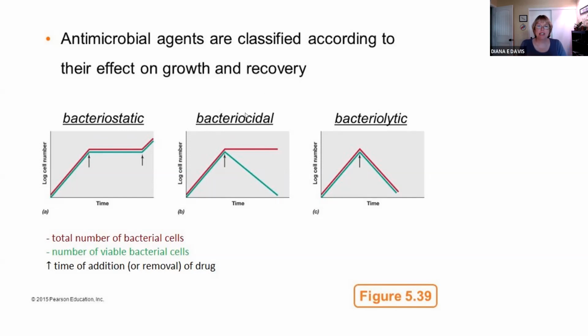Then we look at bactericidal. Cidal, it's like homicidal. Cidal means death. So this means killing the bacteria. So a bactericidal, again, we see the bacteria going up. Then we see the bactericidal agent being delivered, and the number of live bacteria goes down. The bacteria cells are there, but they're dead, and they're not going to be able to divide or in any way.